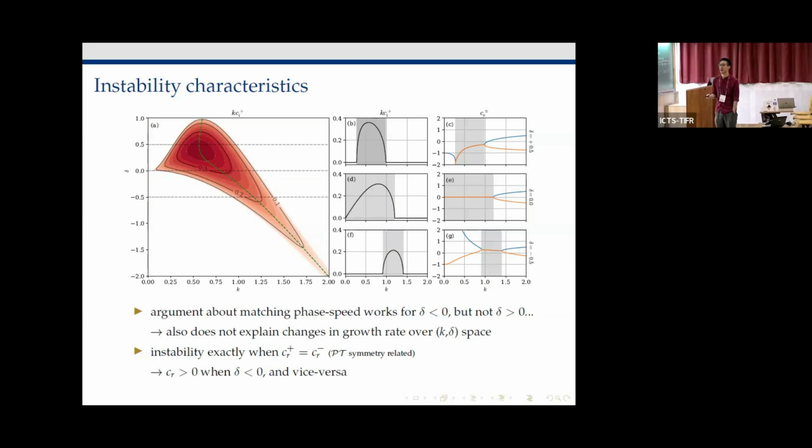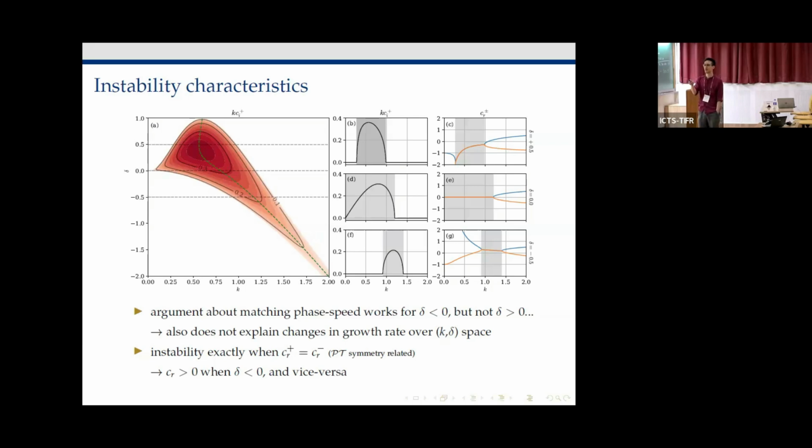All right. So the previous explanation about phase speed matching works for negative delta, because the green line here is the line of maximum growth rate at fixed delta. So the maximum growth rate is certainly tending to larger k as you go to negative delta. But I would argue that the phase matching condition, at least that argument, is incomplete because it doesn't work for the other way around. The other thing is it doesn't really explain why your growth rates are decreasing as you go into this particular regime. It doesn't have to, but it is.